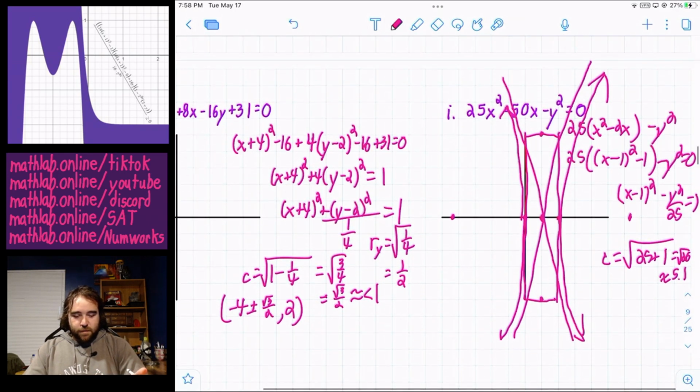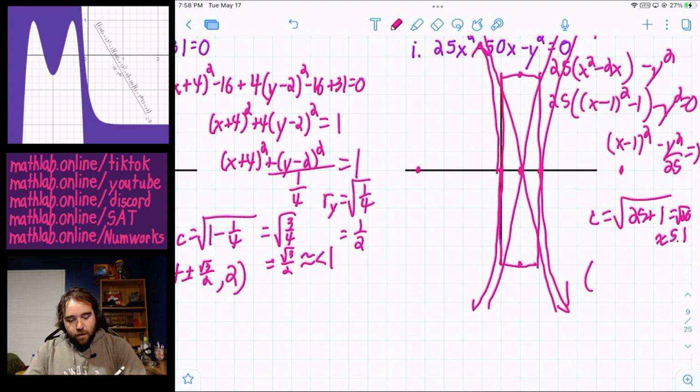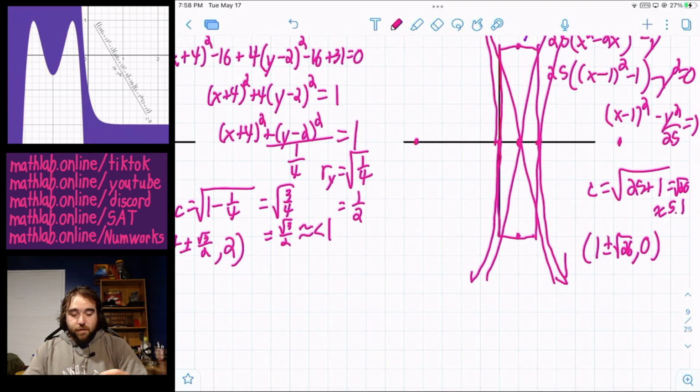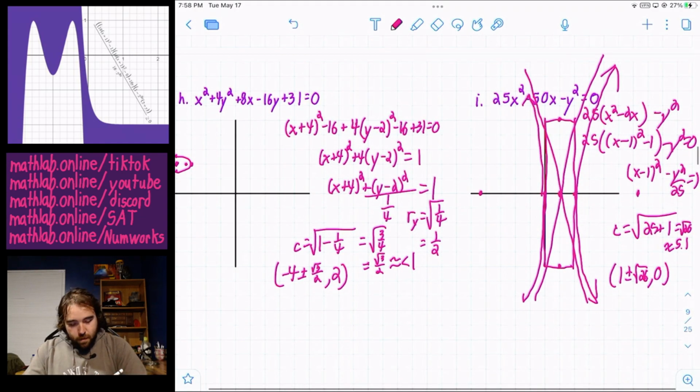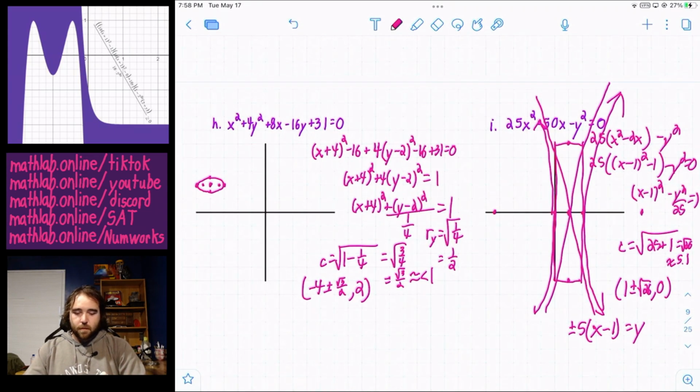But so what? The center was 0, 0? No, the center was 1, 0. And they went sideways. So for the foci, it's 1 plus or minus root 26, comma 0. And then the asymptote equations are plus or minus 5 times x minus 1 equals y. All right.